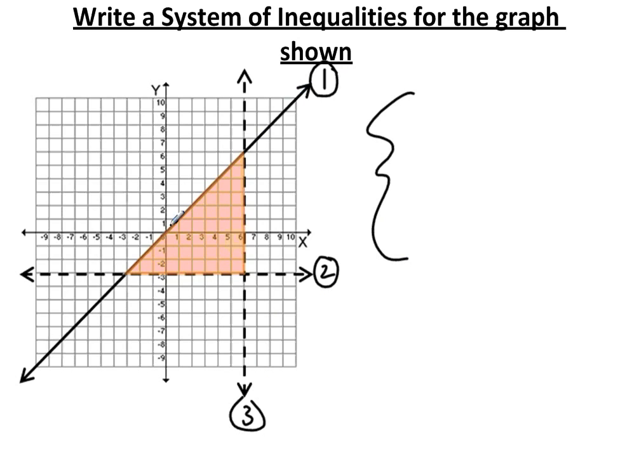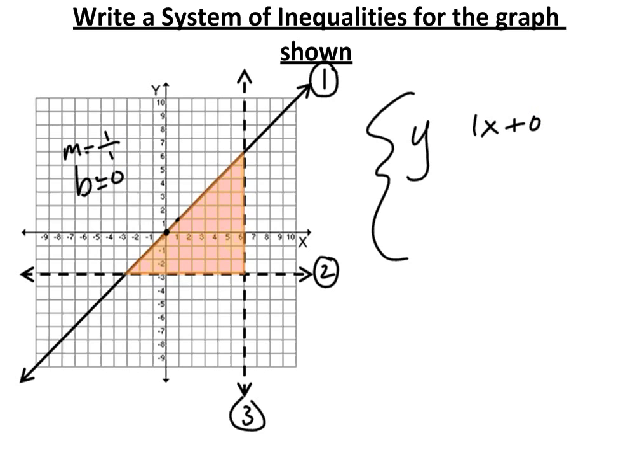I'm going to get to 1 in a second. So for 1, I'm just going to do slope-intercept form because my y-intercept is 0 and my slope is up 1, right 1. Okay, so my b is 0 and my slope is up 1 over 1. So I know it's y, and I have 1x plus 0.